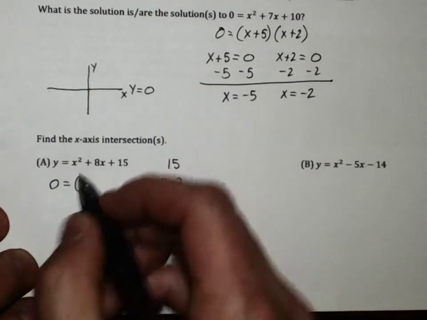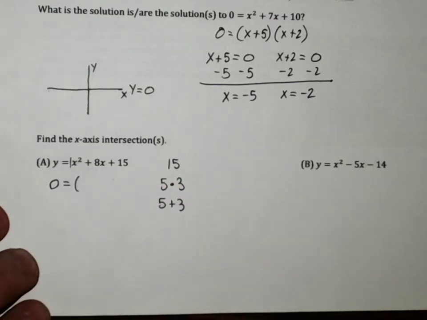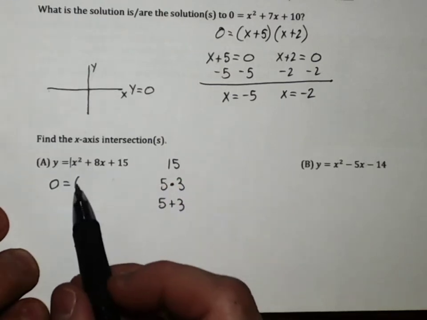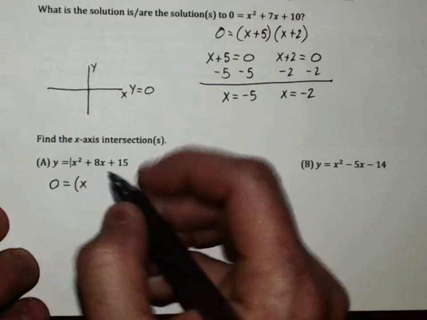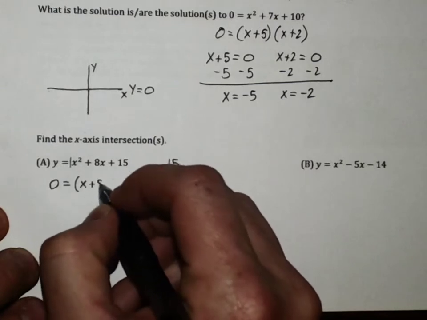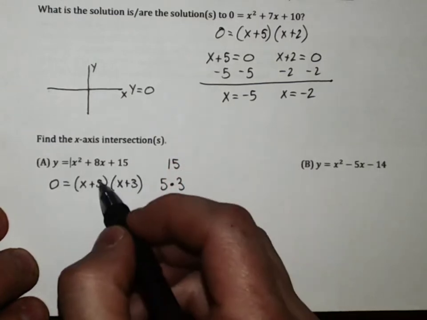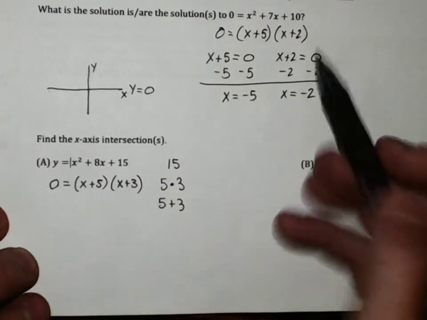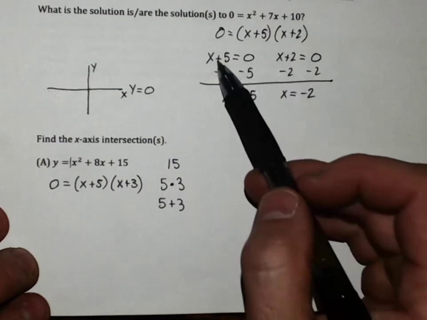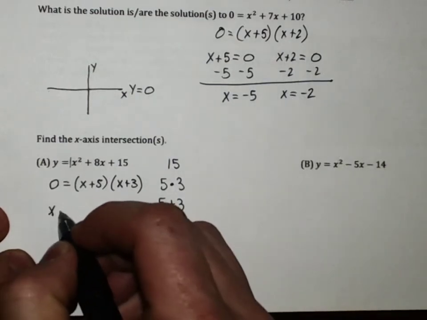And then, again, I have a leading coefficient on that quadratic of 1, so I don't have to factor by grouping. I can just go straight to x plus 5 and x plus 3. So I have factored it. Now, what do I do after I factored it? I take my two factors and I set them equal to 0 separately.